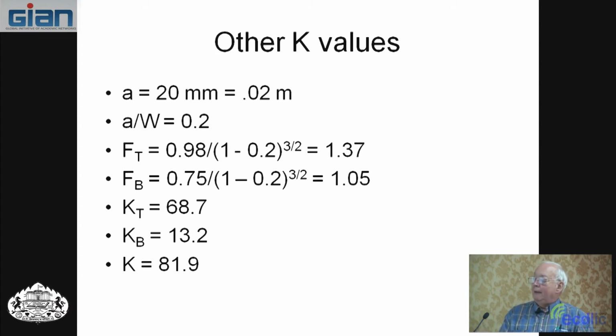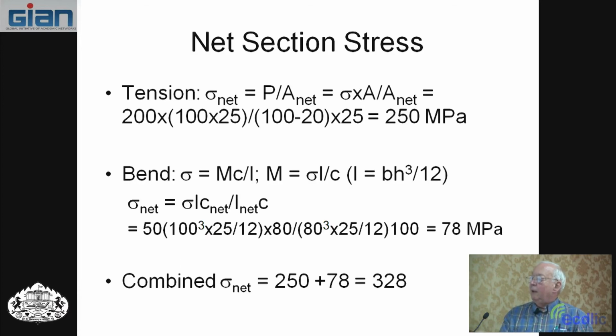In order to do the analysis, I looked at different crack sizes and made a big chart, rather than trying to solve backwards. So here's an example. A is 20 millimeters, and here are the K values. Total K is 81.9.